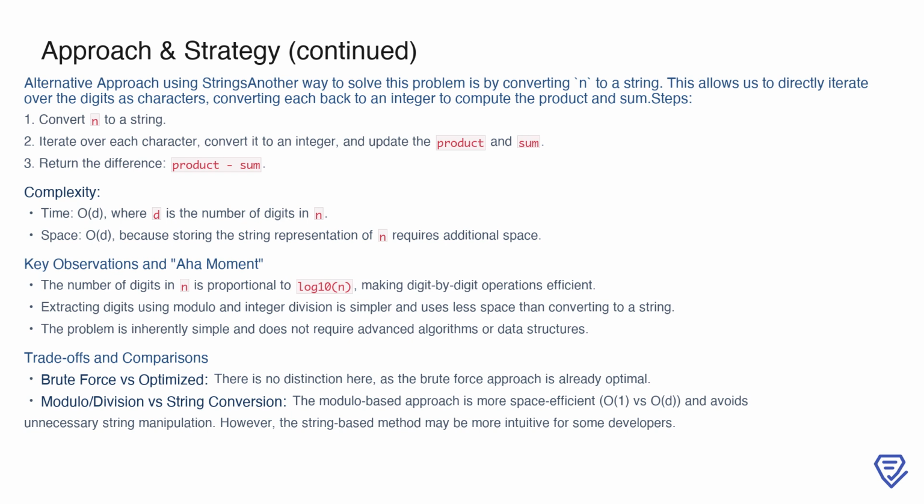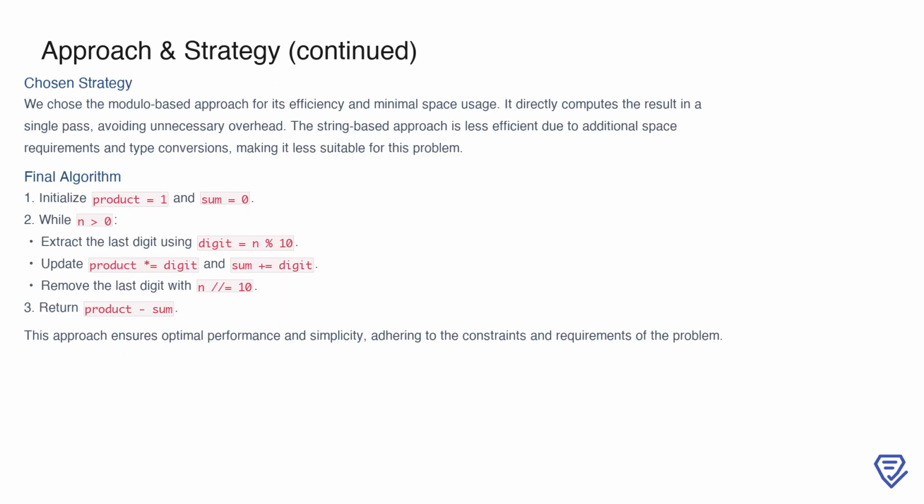However, extracting digits using modulo and integer division is simpler and uses less space than string manipulation. While the string-based approach may feel more intuitive to some developers, it introduces additional space overhead. These trade-offs highlight that the modulo-based approach is both cleaner and more space-efficient, making it a better fit for this problem. Given the considerations, the chosen strategy is the modulo-based approach due to its efficiency and minimal space usage.